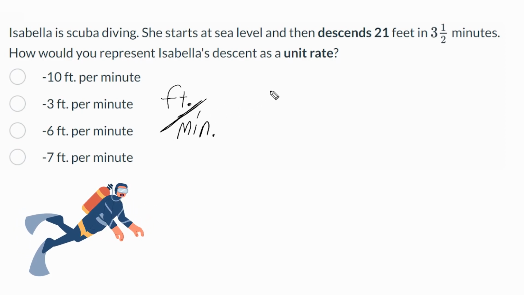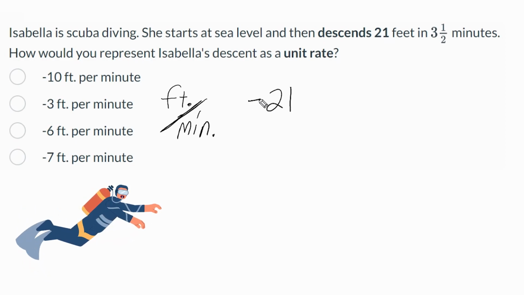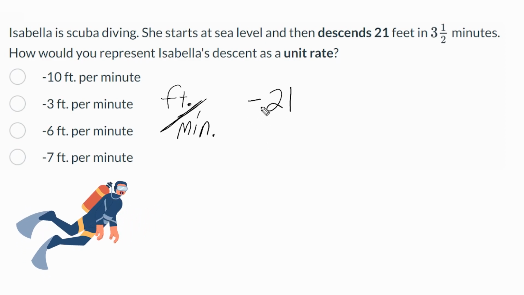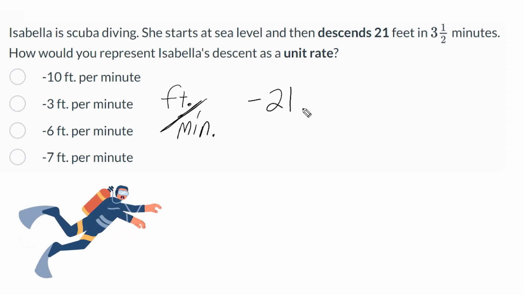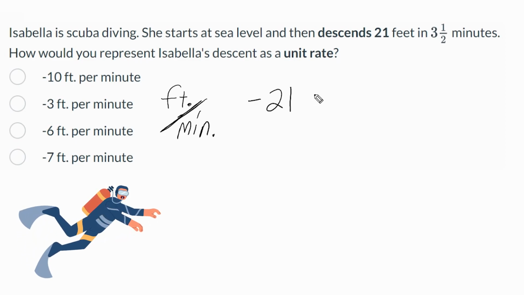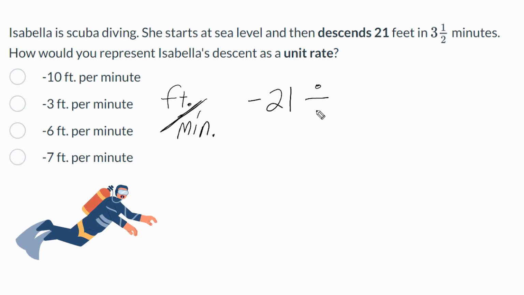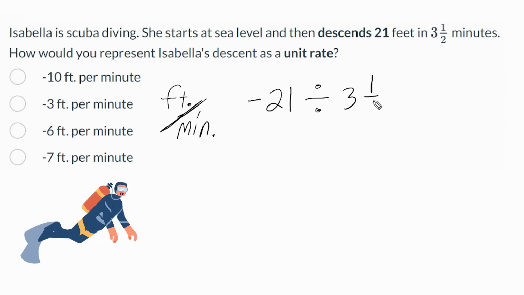So in the problem, it says that she descends 21 feet. So we're going to take 21 feet, which in this case is actually negative because she is descending, and we are going to divide by the number of minutes it takes her to descend. And that answer is going to give us how many feet she is descending per minute. So let's take 21 and divide that by 3.5.